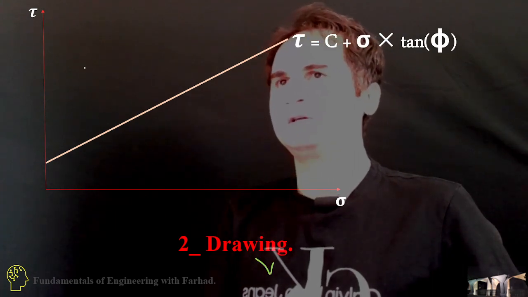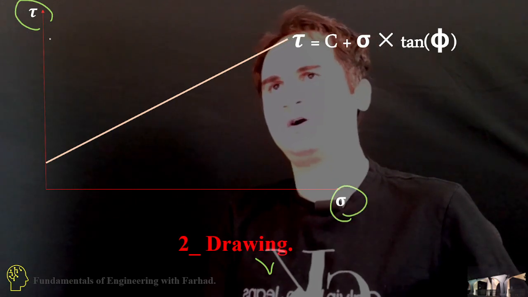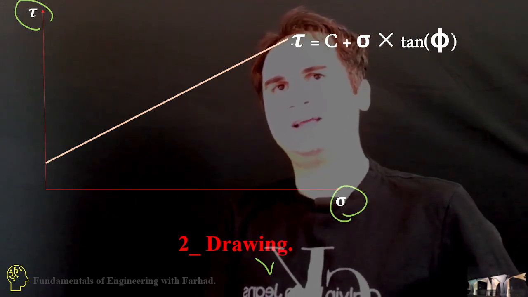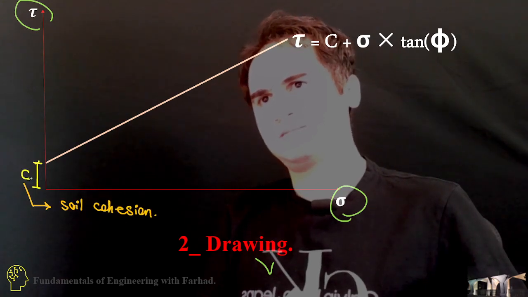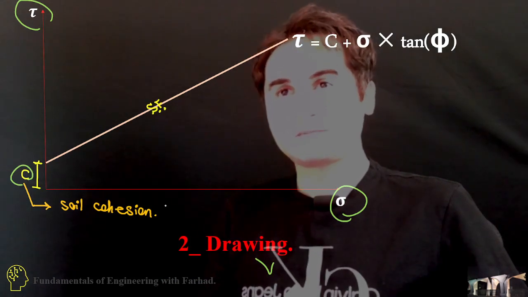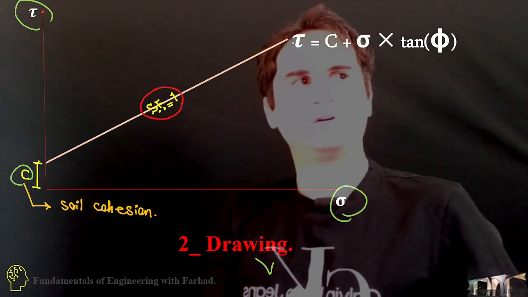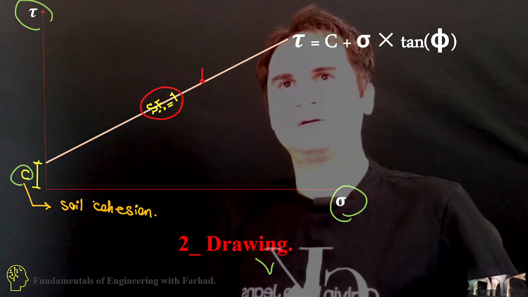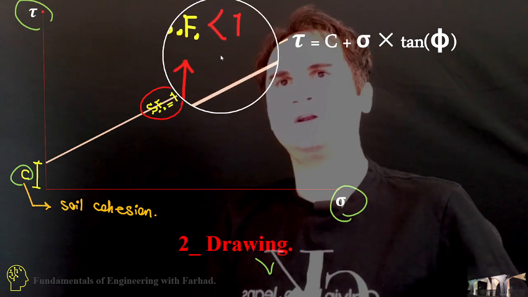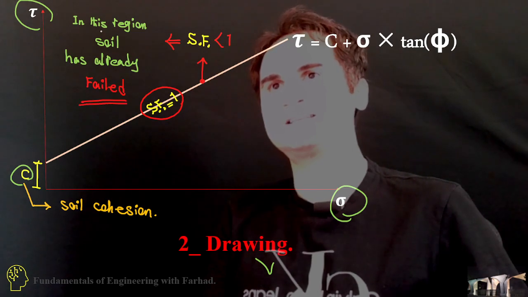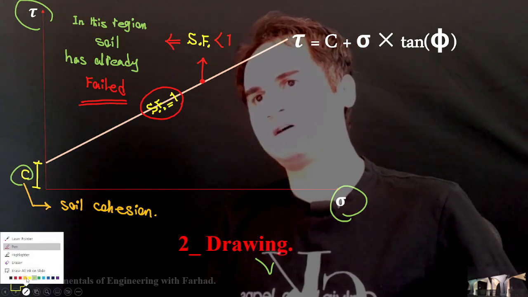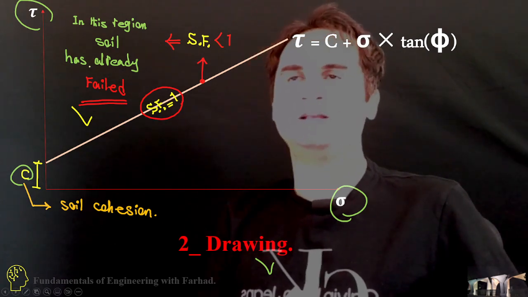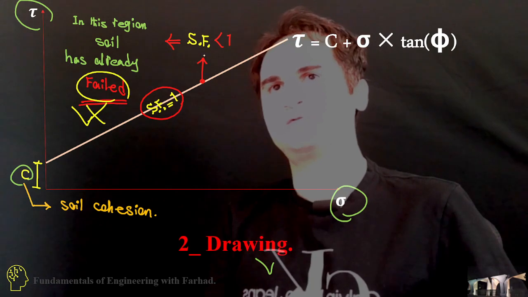if you want to draw, you can draw shear versus sigma, tau versus sigma, shear versus normal, and this line, which is the envelope, and this distance is the soil cohesion. And one can say the safety factor along this line is equal to 1. If you move upward, the safety factor is less than 1, and that's an important meaning. It says in this region there is no soil. The soil has already failed. There is soil, but it cannot handle any load. So we can say soil is not defined over this line.